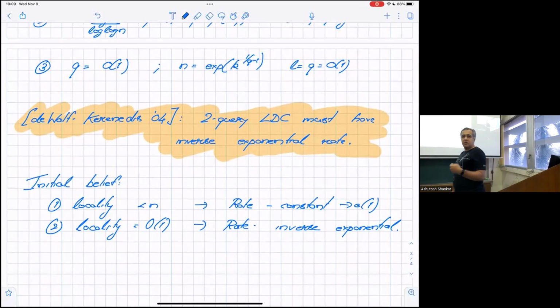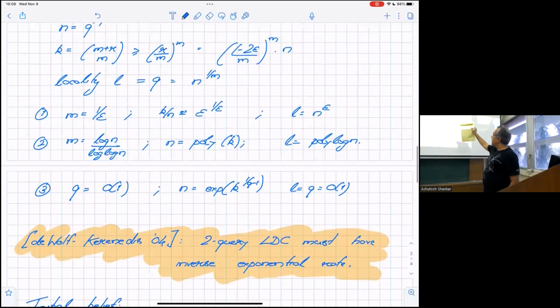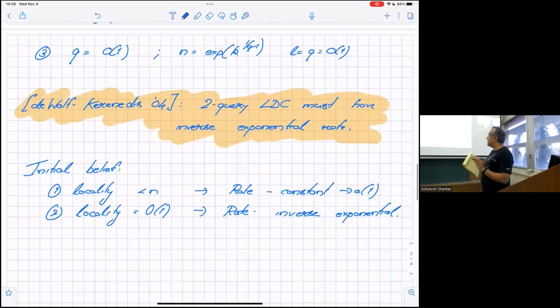Not rates which are constant. Ideally, I would like to have constant rate, and even better, rates approaching 1. That basically means there's no redundancy in the code. But these constructions seem to suggest that even to get inverse polynomial locality, I need rates going to 0. So for a while it was conjectured and believed that any non-trivial locality would imply rates going to 0.